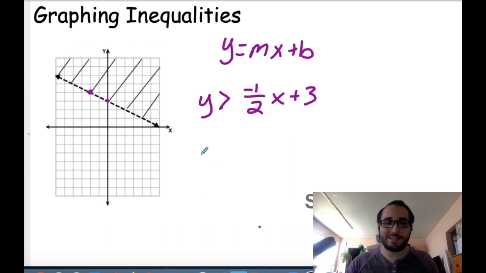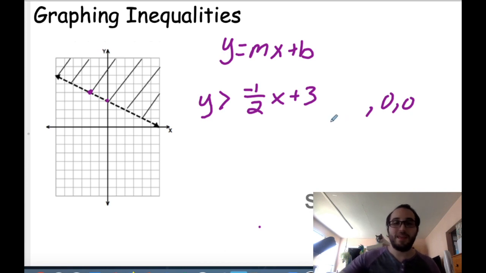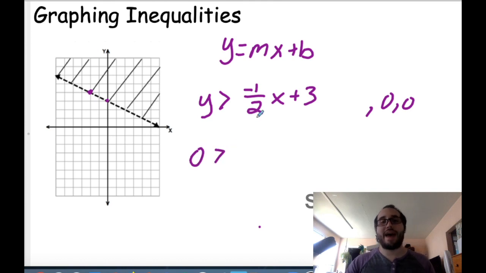Okay, let's test it. Always use (0, 0), so long as (0, 0) is not on the line. So we're going to use a test point of (0, 0), and let's test to see if this point works or doesn't work. If the point doesn't work, then we're good because it shouldn't be part of the solution set. So 0 is greater than 1/2 times 0, which is 0, so 0 plus 3 is 3. Is 0 bigger than 3?